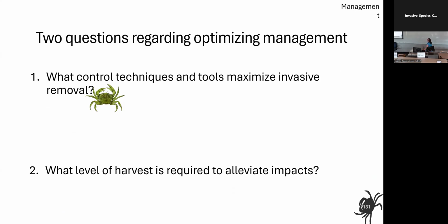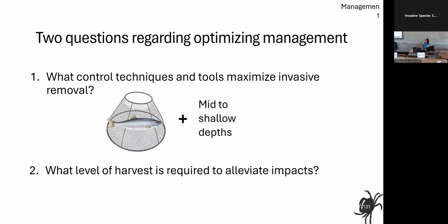So going back to our two questions regarding optimizing management techniques and tools for green crabs, your best bet, if you want to optimize it, is to use a custom trap baited with herring, deploying in mid to shallow depths, if you really want to optimize it.